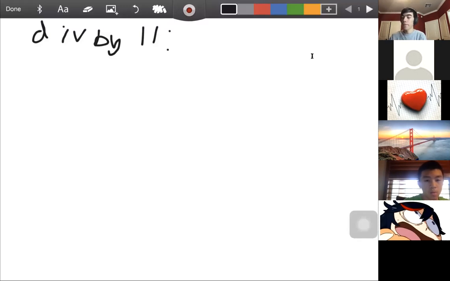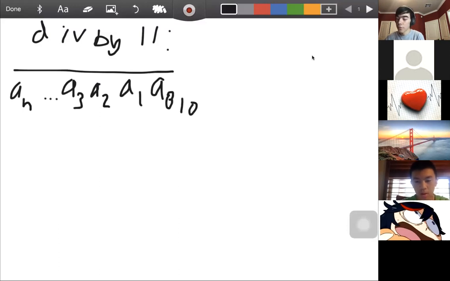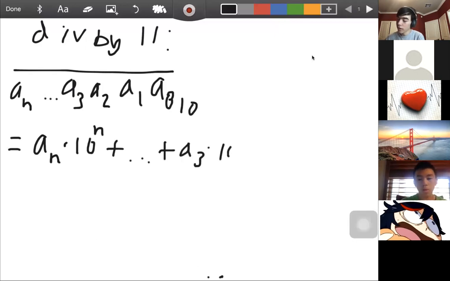Okay, so the way you do this is, if you have a number, I'm going to call its first digit A0, second digit A1, the third digit A2, and on until you get to AN. So what is this number when we expand it out? We have AN times 10 to the n, plus, if we keep going all the way down, A3 times 10 cubed, plus dot dot dot, plus A0.